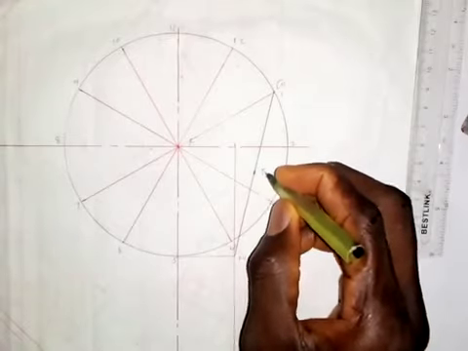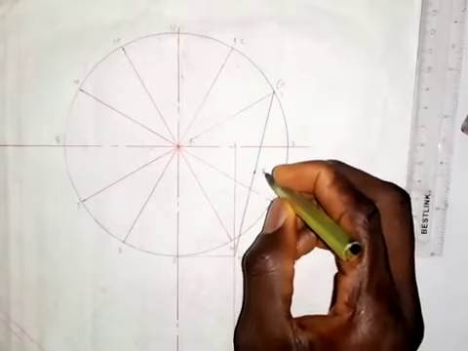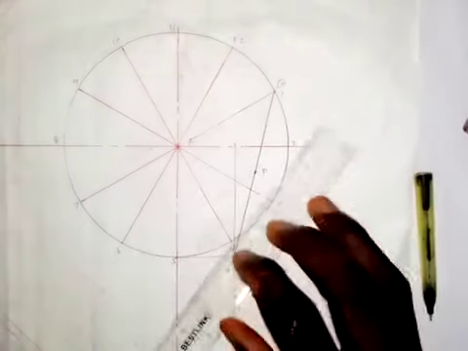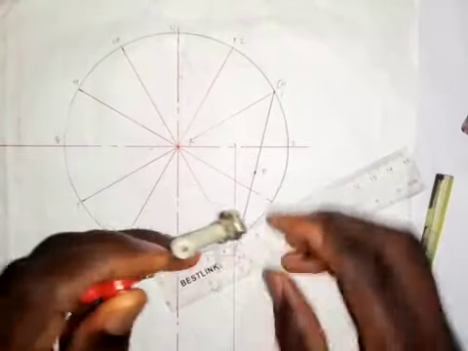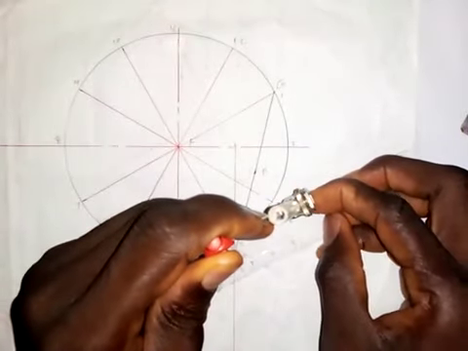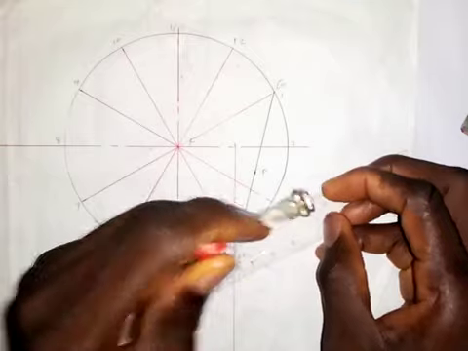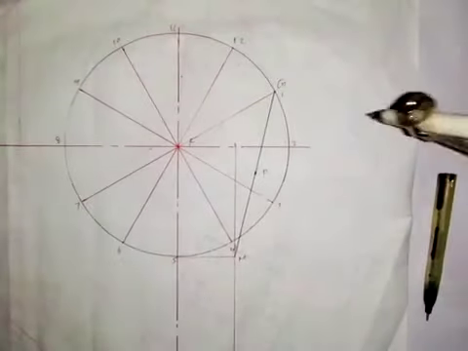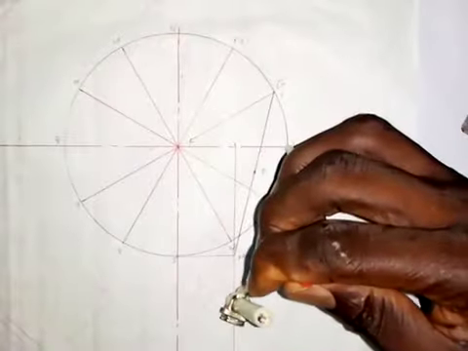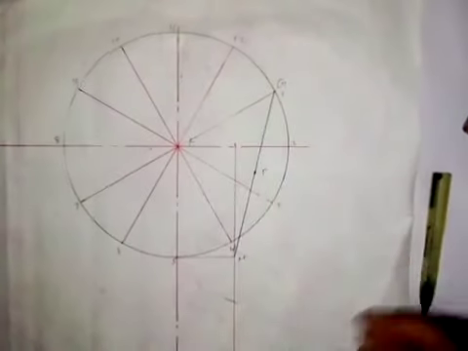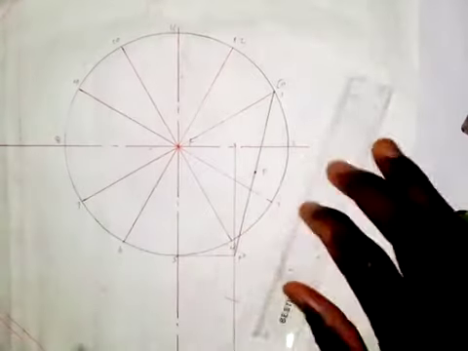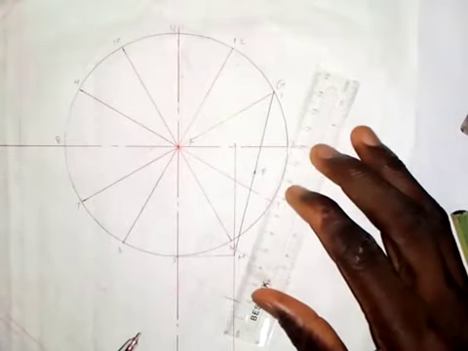So I need to locate other points. For me to get other points, I need to make use of my compass. So I will take 90 millimeters with my compass like this. I will put it at point 2 now. So here at point 2, I'll make an arc here like this. So this is the second point. So I'll join this together with point 2 like this.